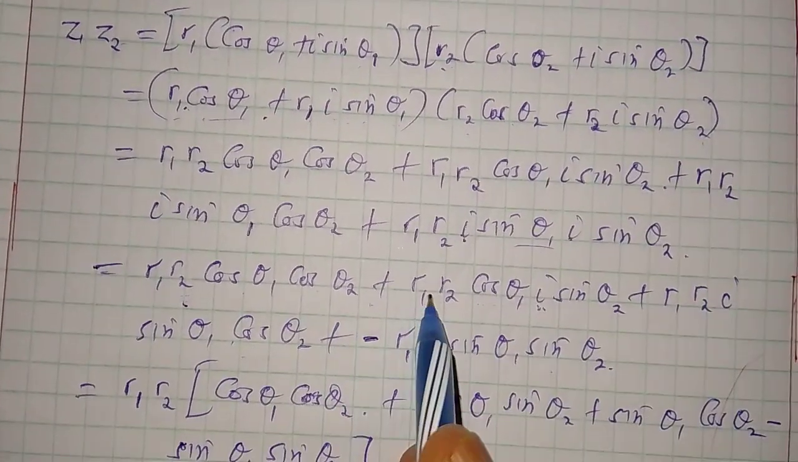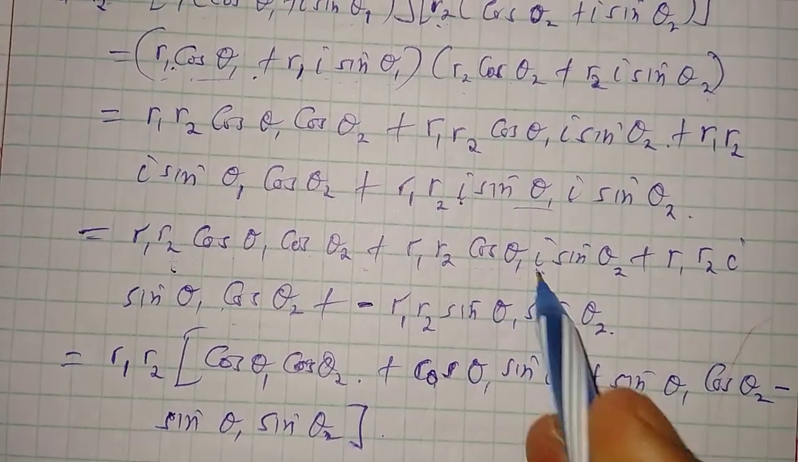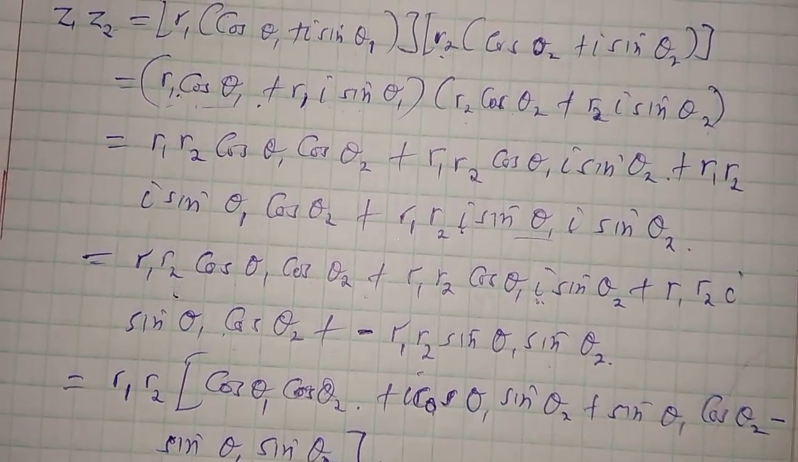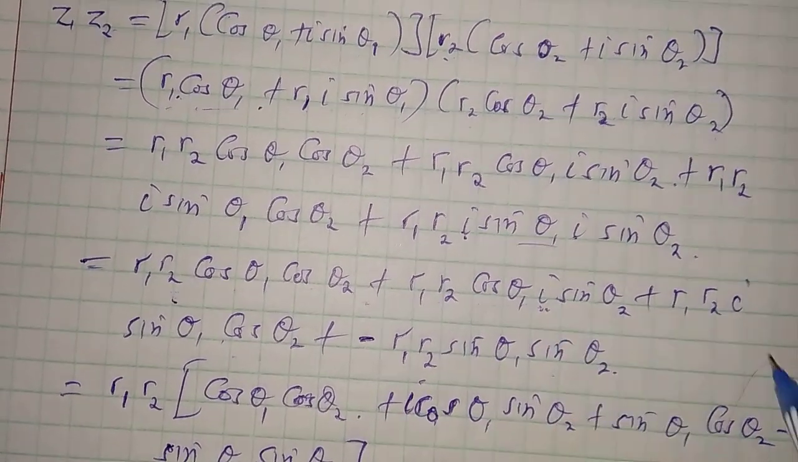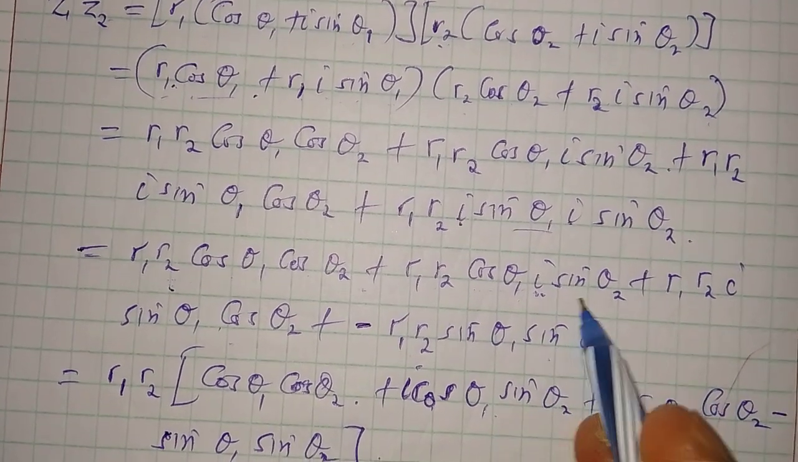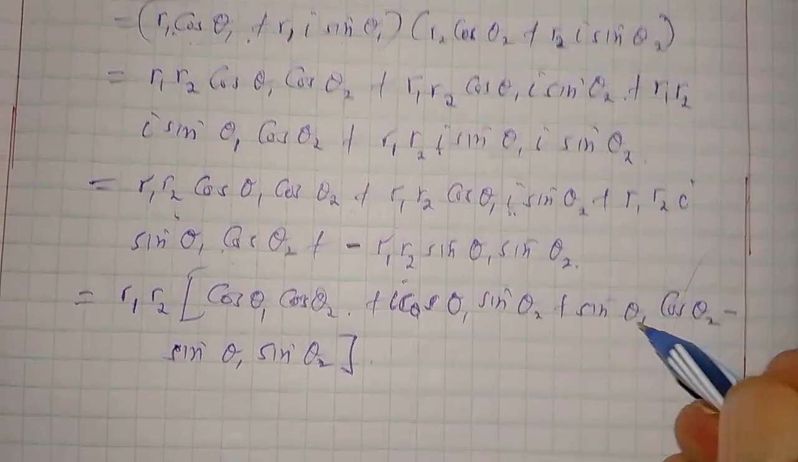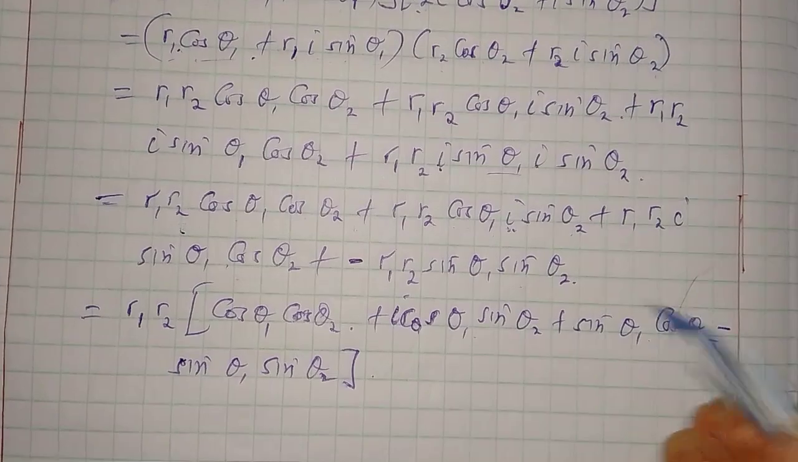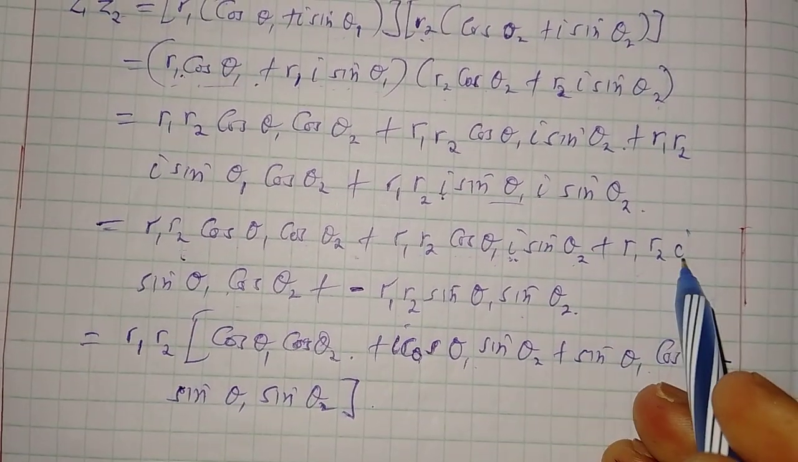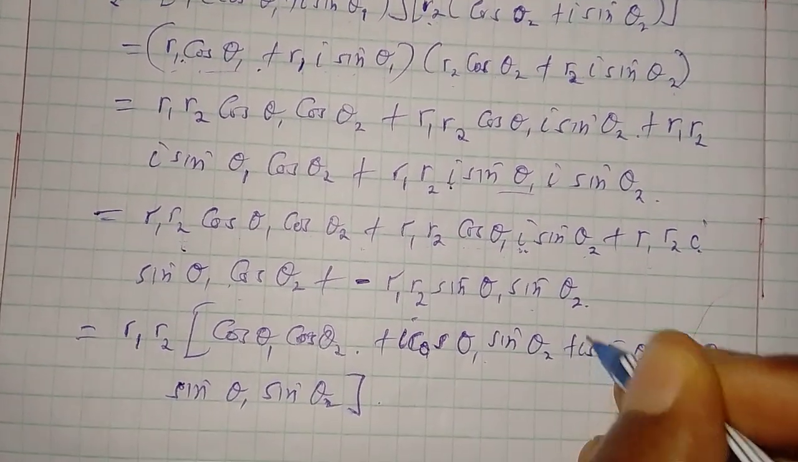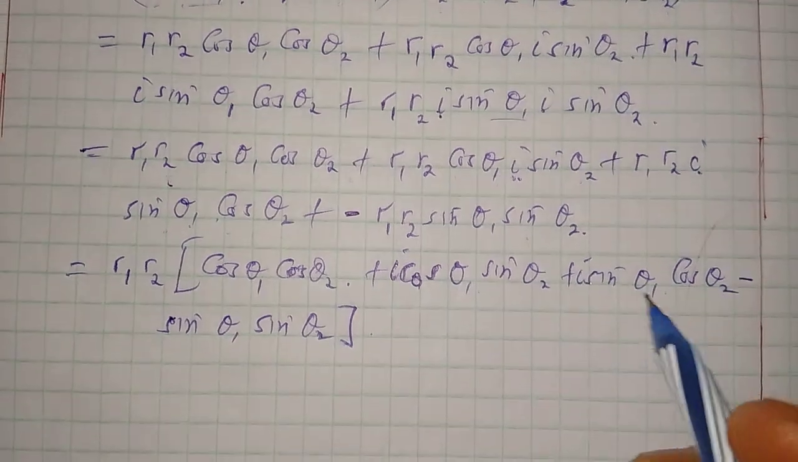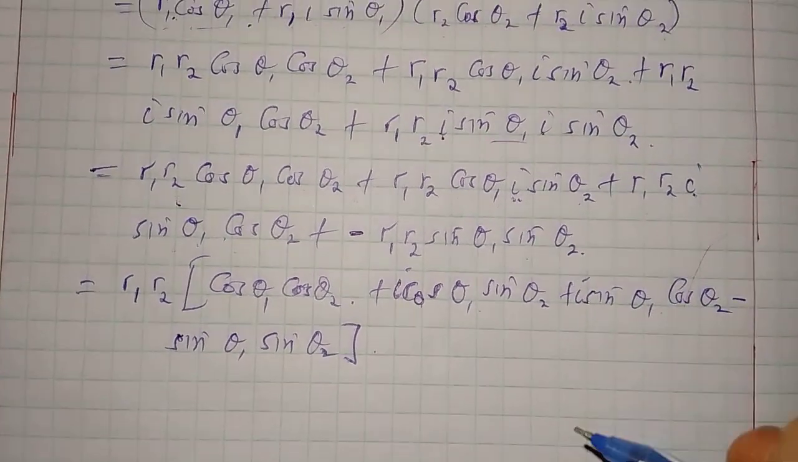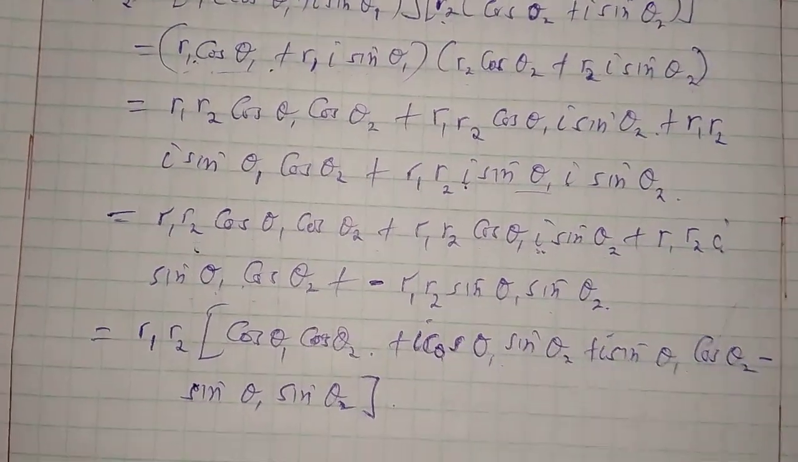Cos theta1 cos theta2 plus i cos theta1 sin theta2. I'm sorry for that. Plus sin theta1, you have an i somewhere here, so it's i sin theta1 cos theta2. I think now we are okay with that.